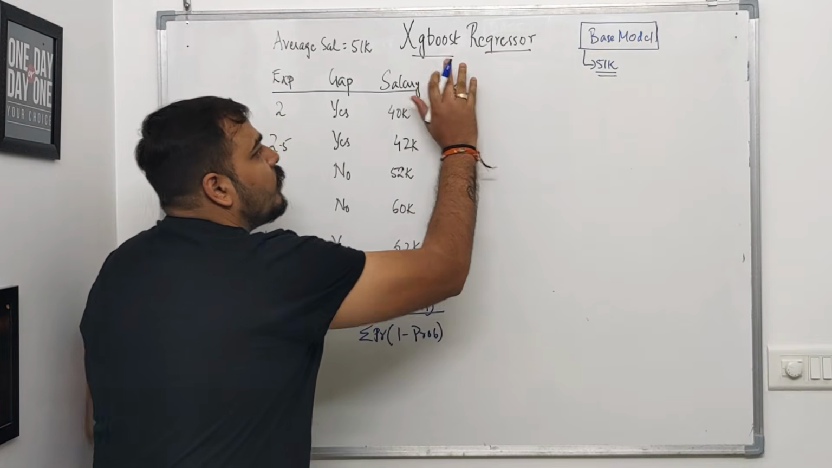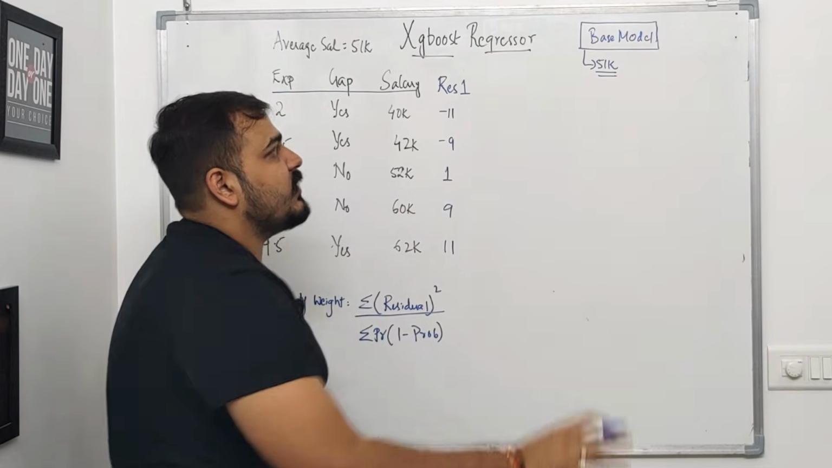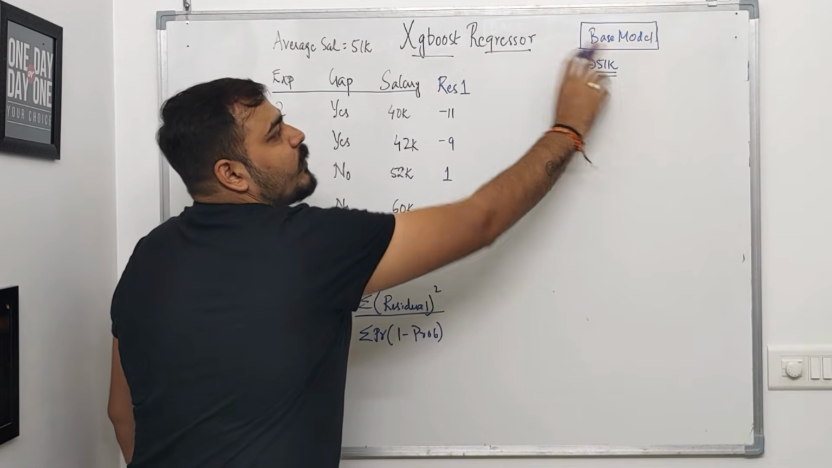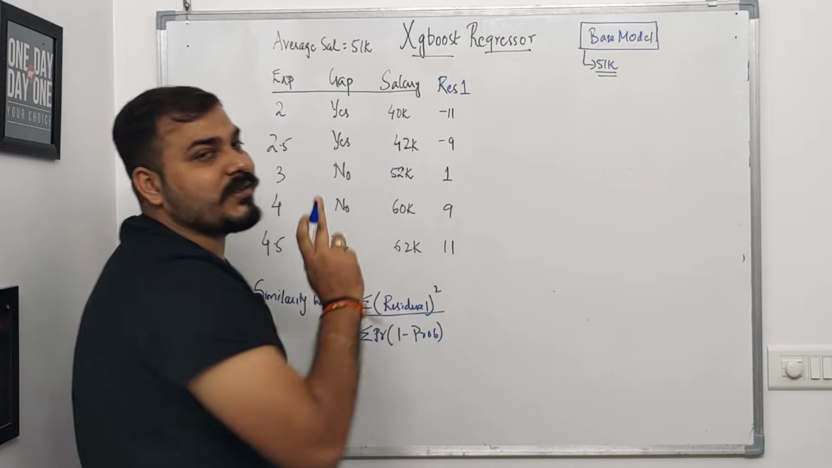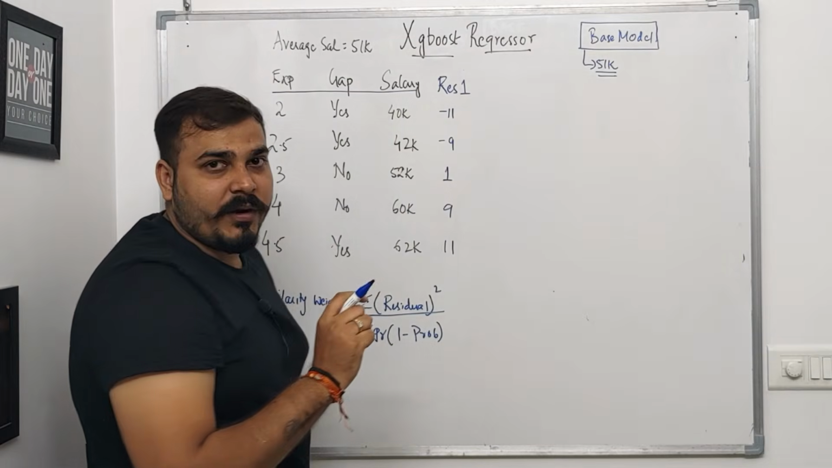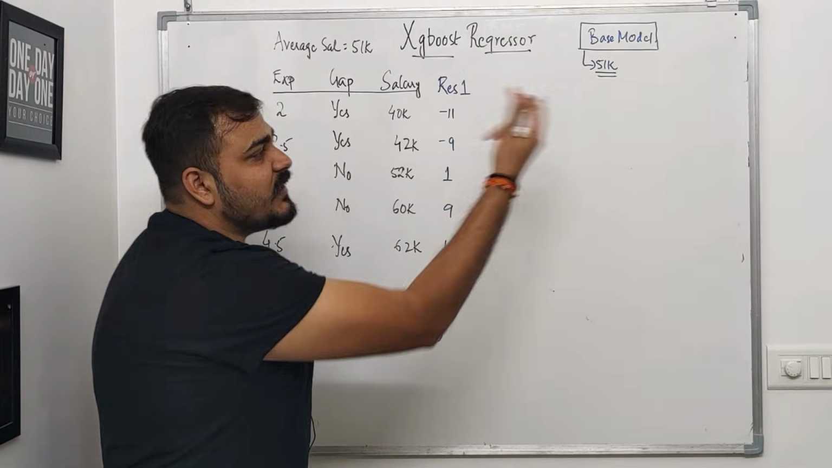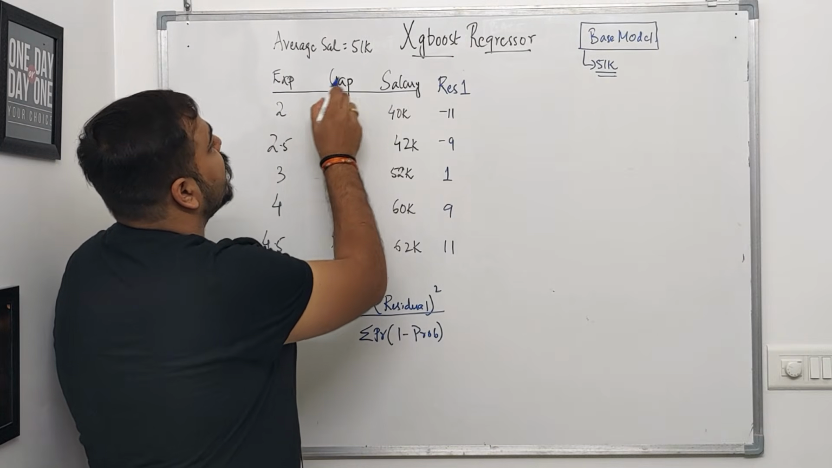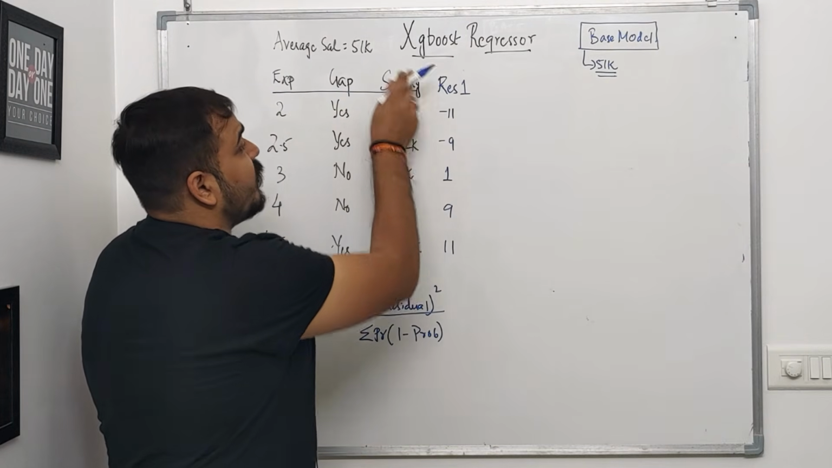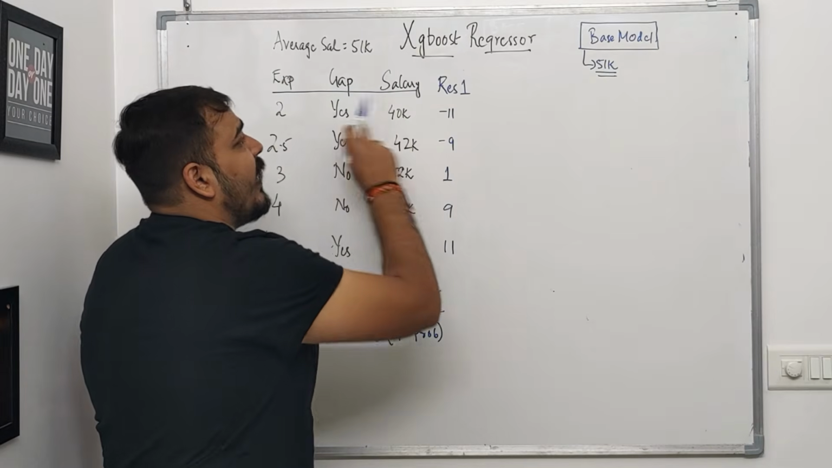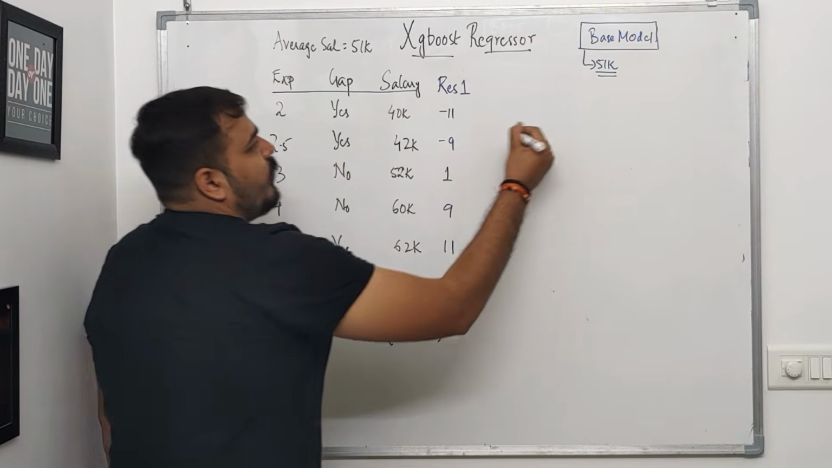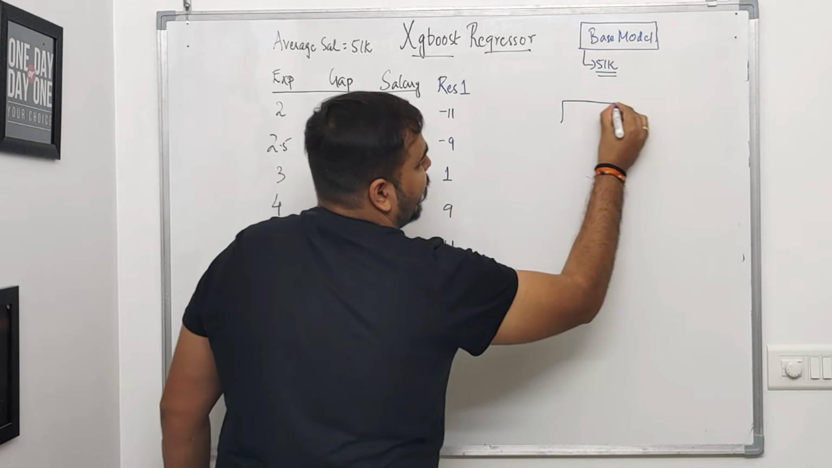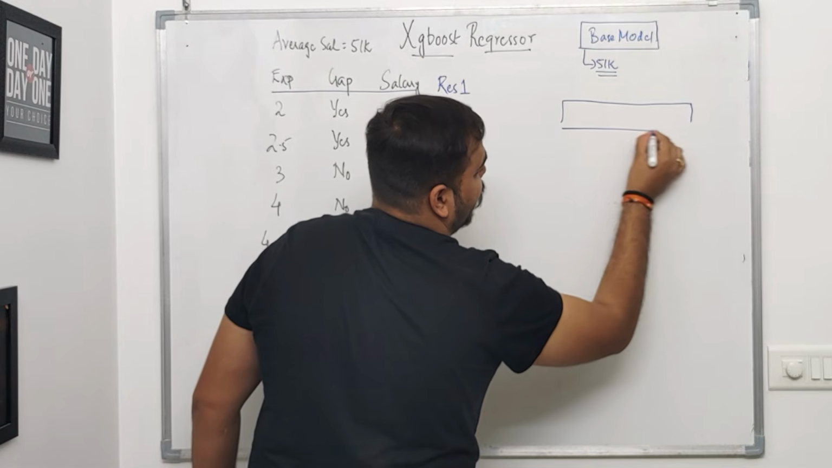Now, what we will do, in XGBoost Regressor, we have created the base model. The base model output is 51k. Based on that, we have got the residuals. Residual basically means error, right? Now, in the first decision tree that is getting created, we are going to take the independent features experience and gap, and the output residual. So first of all, we will try to take the root node. We'll try to see on which root node we will divide.